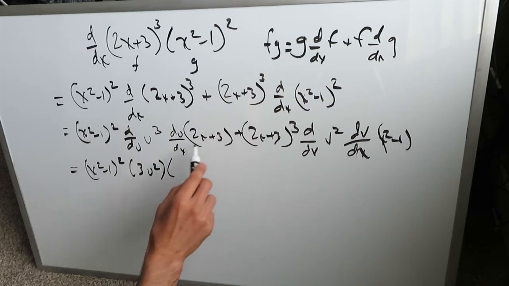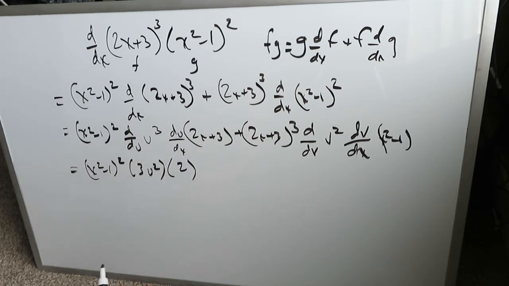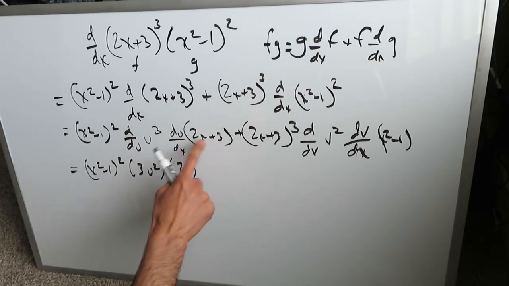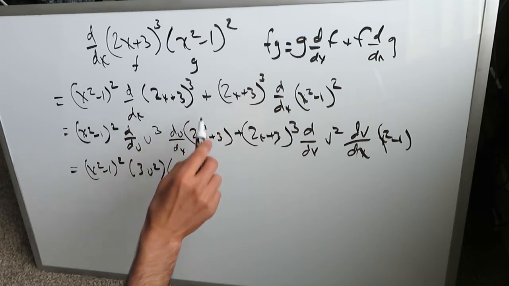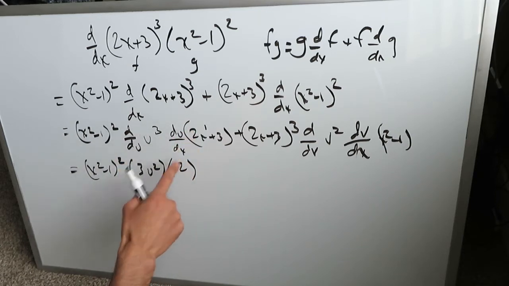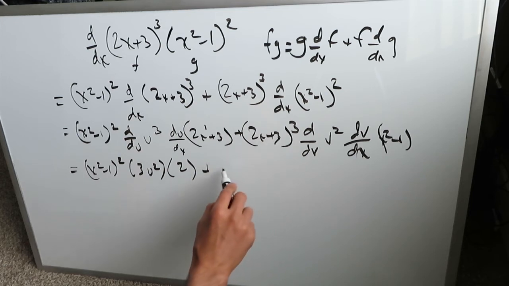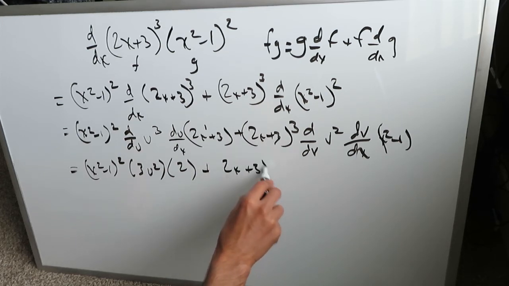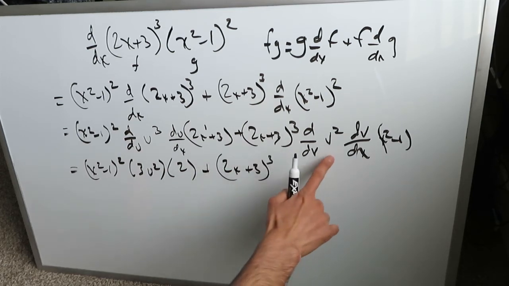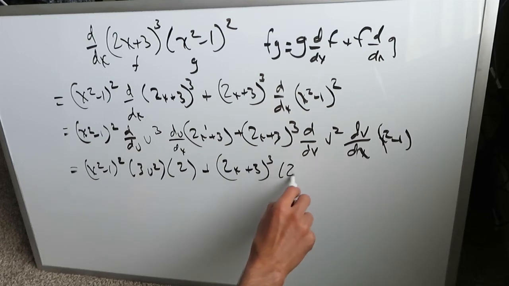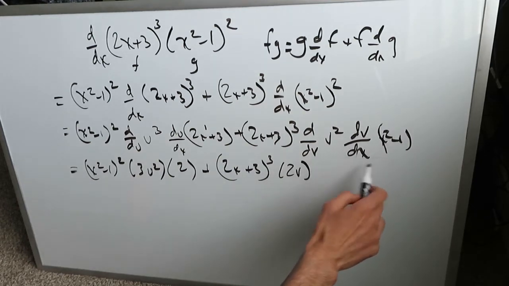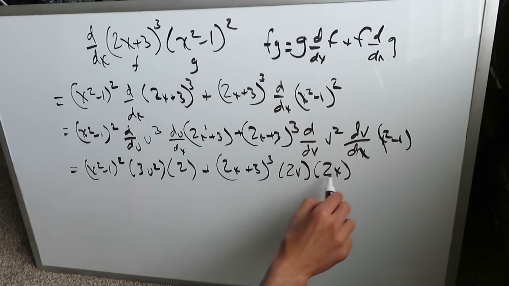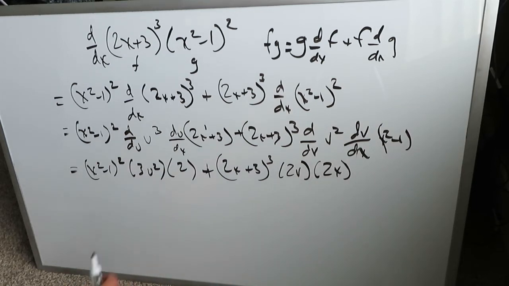The derivative of 2x plus 3 is just a 2. You know why? These are the shortcut ones. Anytime you see something like that, x to the power of 1, the coefficient will become your derivative. Over here, 2x plus 3 whole cube, the derivative of v squared will be just 2v. Derivative of x squared minus 1 will be just 2x. Easy. Very easy.